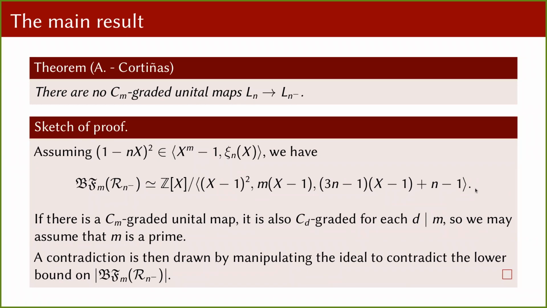And now we use 2 facts. One is, as I said before, M is finite here because we can assume so, but moreover, a CM graded map is also CD graded for any divisor d of n. That's a general result. If one has a G graded map, then the same map is graded for every quotient of G. And so we can contradict that there are CM graded maps for M prime, and that will imply the result for any M.